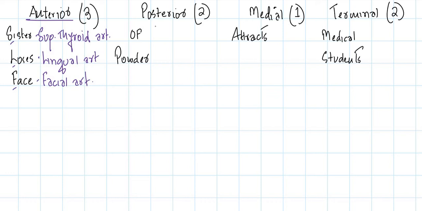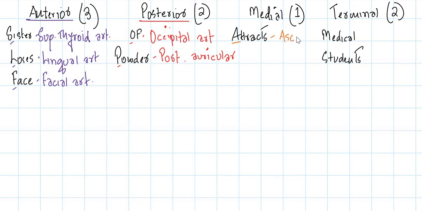What are the posterior branches? O for occipital, so the occipital artery. You also have the posterior auricular. Whenever you see the word auricular, that means it's supplying the ear. Then you have the ascending pharyngeal.